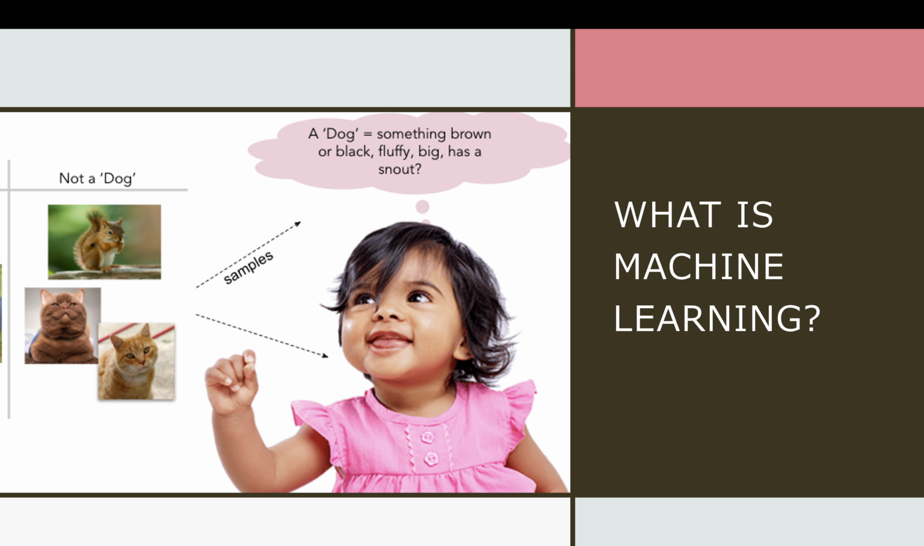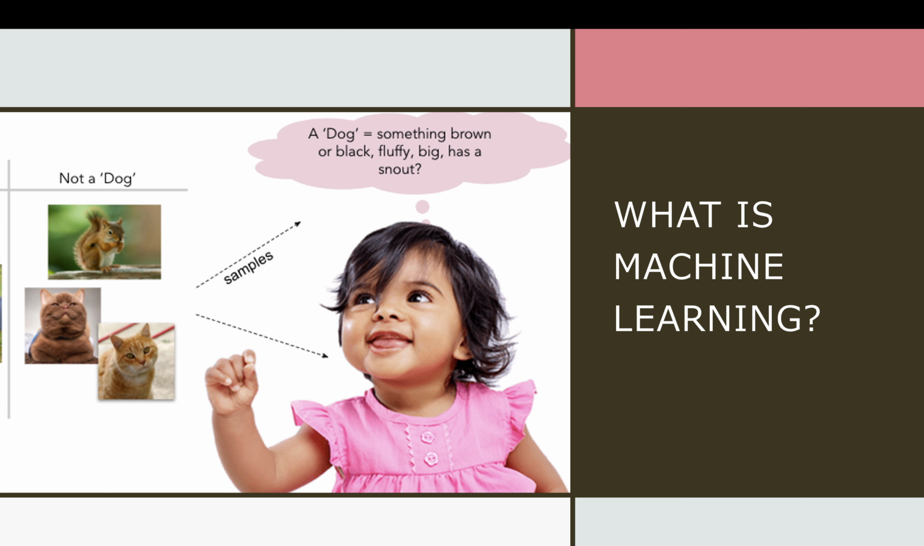What is machine learning? Imagine teaching a child how to recognize different animals. You show them pictures of dogs and cats, and over time they learn to tell the difference. Machine learning is similar, but instead of a child, we use a computer, and instead of pictures, we use data.